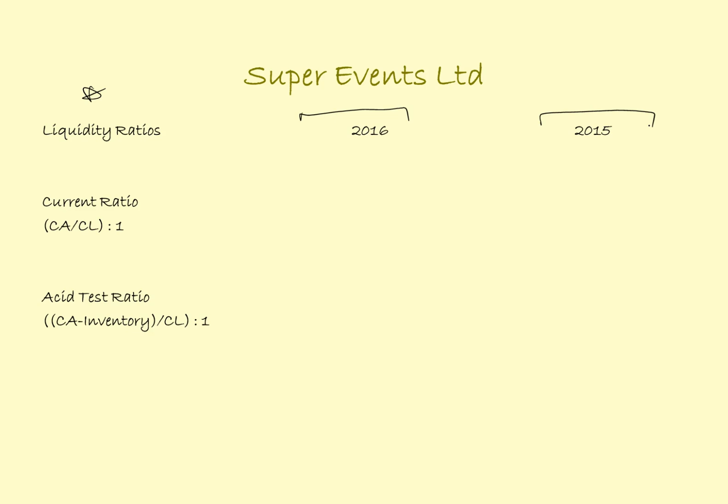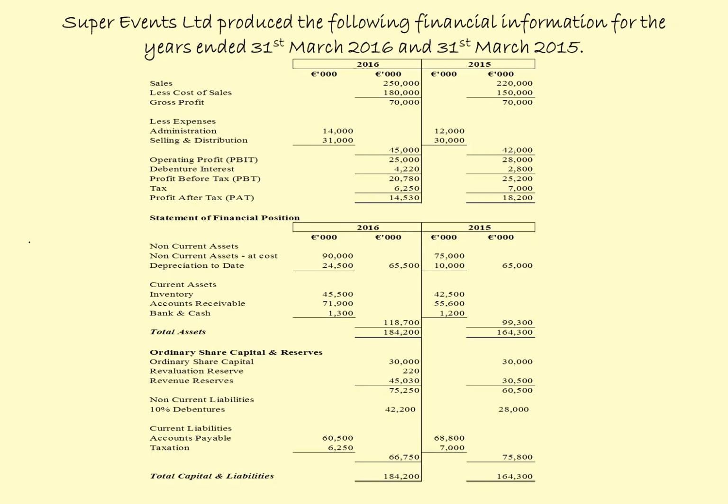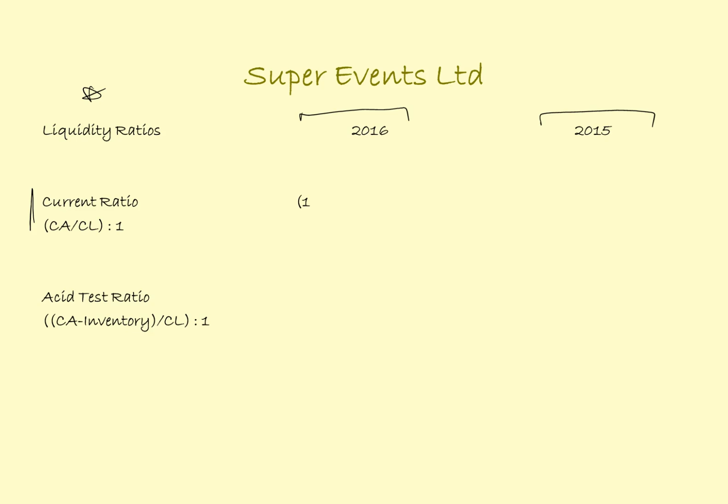So I'll start off with 2016, and I'm looking for current assets and current liabilities. So I'm going to find this in my statement of financial position. See, there's my current assets. There they are there. So that figure there, 118,700, that's the figure I'm looking for as current assets. And current liabilities, here they are down here, and it's 66,750. So there the figures are going to pop in. 118,700 divided by 66,750, and to express that as a proportion to 1 is 1.78 to 1.